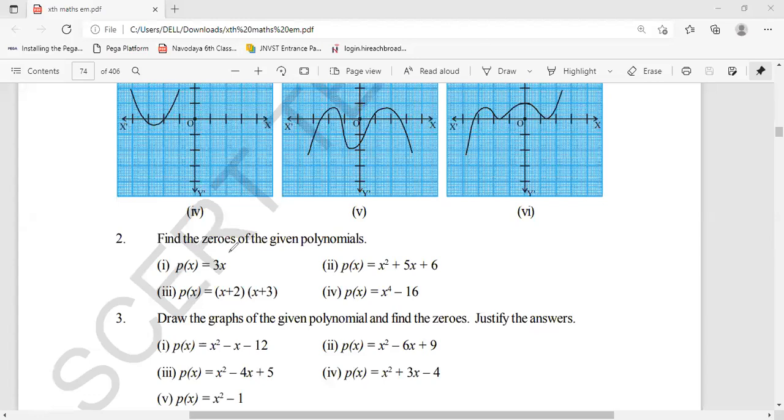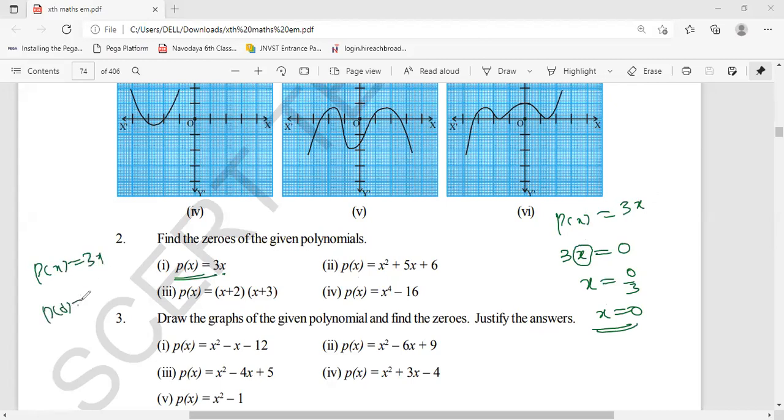Here, find the zeros of the given polynomial. They are saying p of x is equal to 3x. When you are going to find the zeros of the polynomial, you make this equal to 0. Our intention is to find the value of x. That is only called the zero of the polynomial. x is equal to 0 by 3, x is equal to 0. That means whenever x is equal to 0, this polynomial will lead to 0. P of x is equal to 3x, so p of 0 is equal to 3 into 0, that is equal to 0.